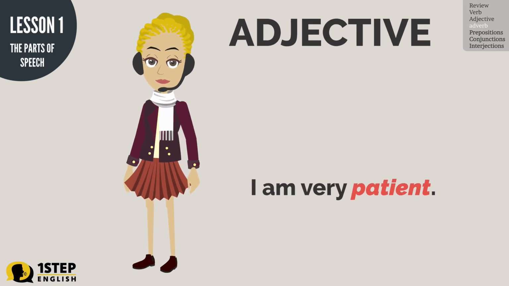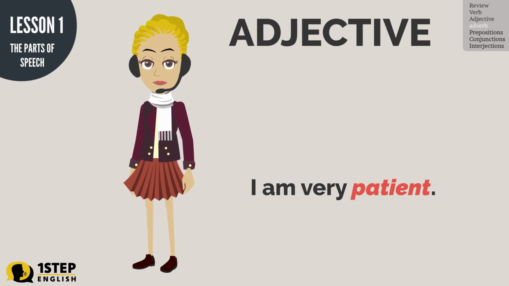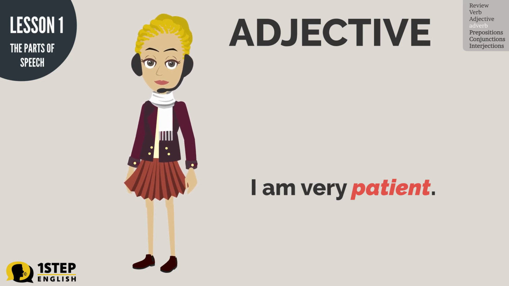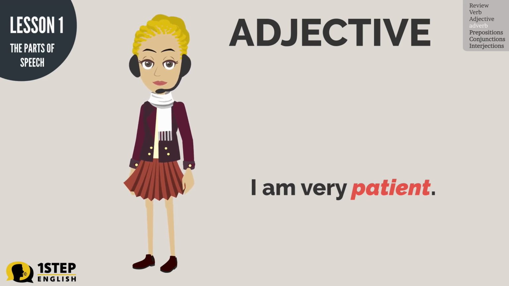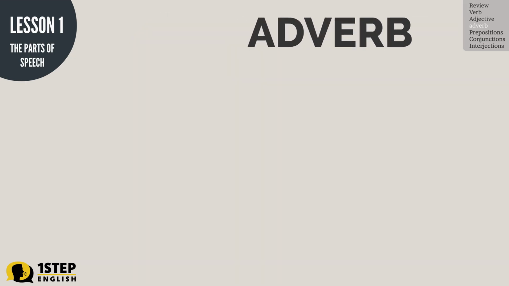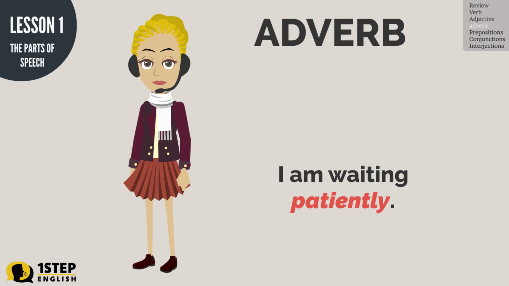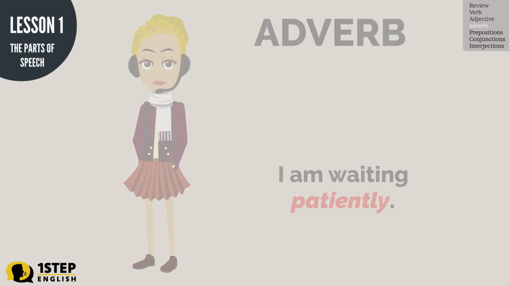Adjective. I am very patient. Patient. In this example, the word patient modifies the pronoun I. I am very patient. Adverb. I am waiting patiently. Patiently. In this example, the word patiently tells us how I am waiting. I am waiting patiently.